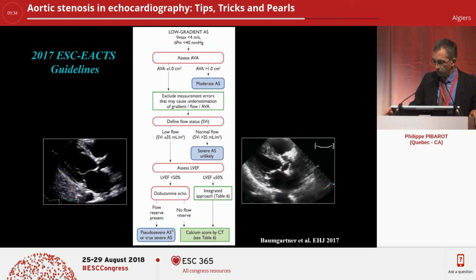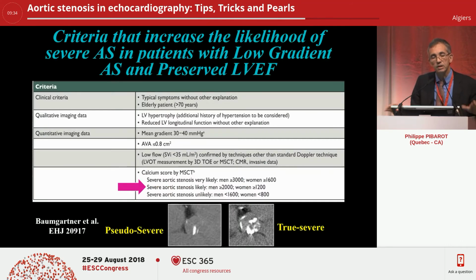If there is preserved LV ejection fraction, such as in this patient on the right, well, we should use an integrated approach that is described in this table. And this table actually provides the parameters that increase the likelihood of having a true severe AS in these patients with low gradient AS and preserved LV ejection fraction. Of course, if you have a low gradient, but the gradient is between 30 and 40, you have a higher likelihood that the stenosis is severe. Same if the valve area is lower than 0.8, or if you have a low flow, stroke volume index lower than 35. But the more definitive parameter is, again, the calcium scoring.